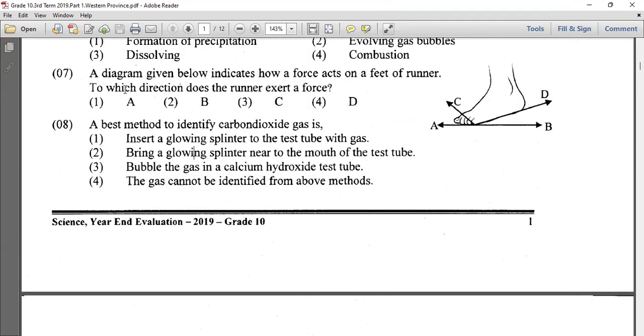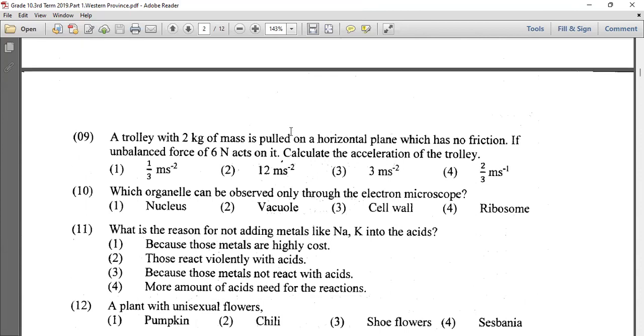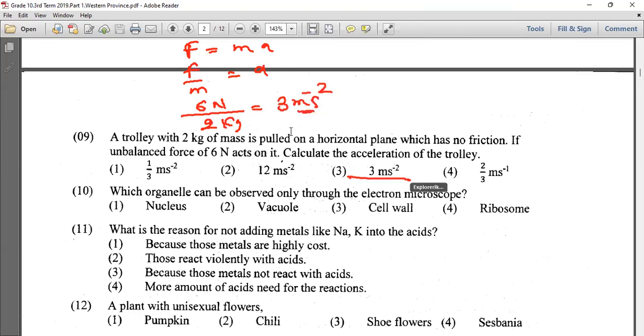Right, next one. A trolley with a mass of 2 kg is pulled on a horizontal plane which has no friction. If the unbalanced force is 6 newtons, calculate the acceleration of the trolley. Okay, apply F equals ma. They ask us to find the acceleration. Force applied on the trolley is 6 newtons. Mass of this one is 2 kg. That would be 3 m/s². This is the answer.